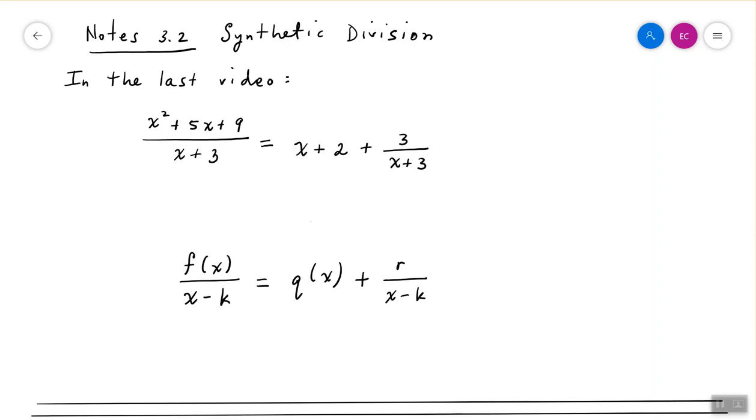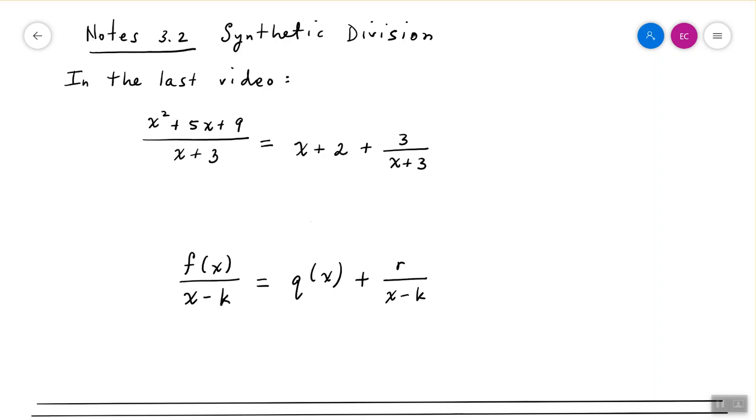Let's continue in section 3.2. We're talking about synthetic division. In the last video, we worked a problem where we took x squared plus 5x plus 9 and divided it by x plus 3. And the answer was x plus 2 plus 3 over x plus 3.